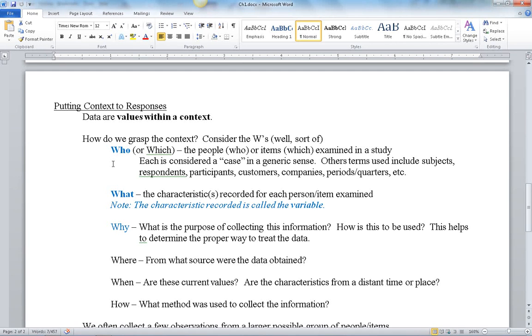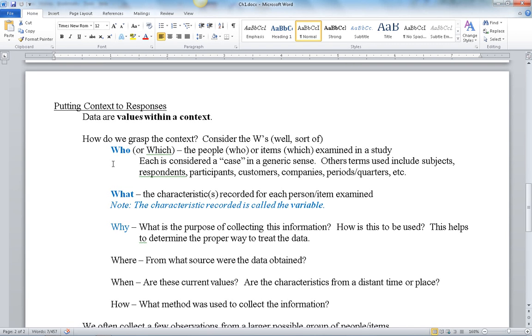Now the why answers basically, why are we doing this? What's the purpose of doing this anyway? How are you going to use this? And what that will do is help you determine the proper way to treat the data. Depending on how the data is collected and what you want to answer is going to help you figure out what you should do with that data to get to that question that you want to answer.